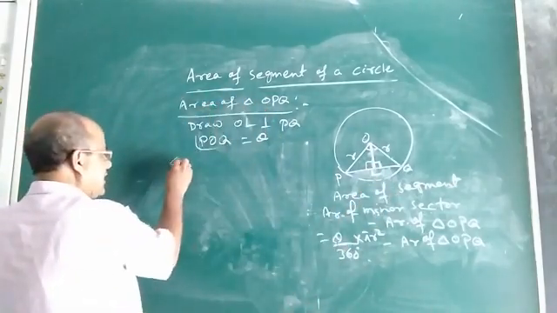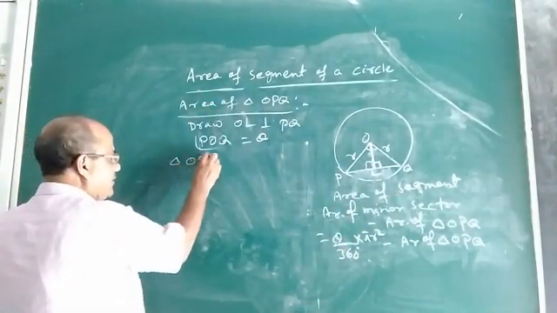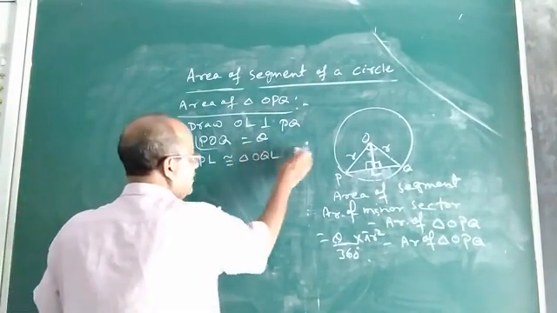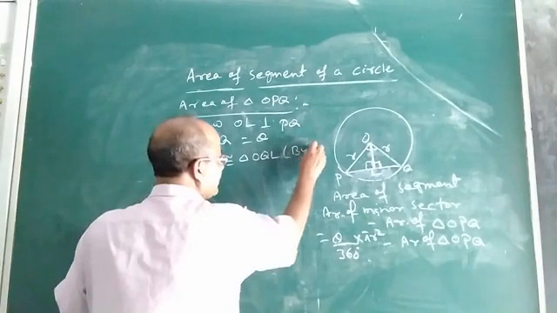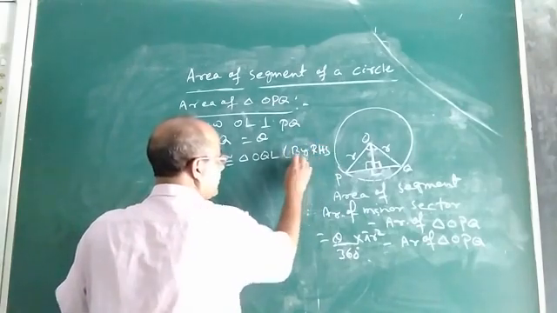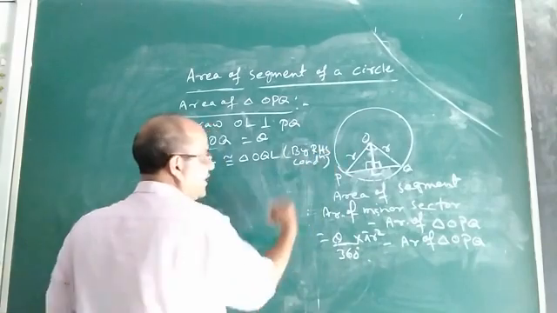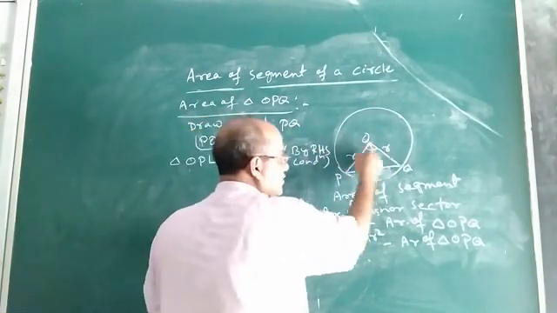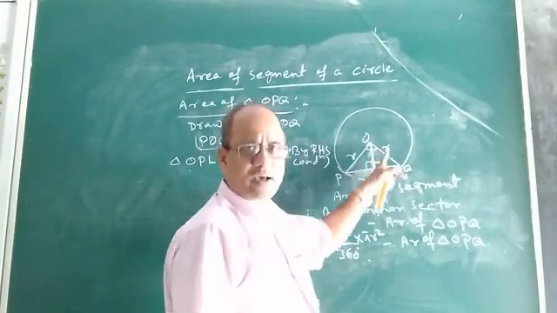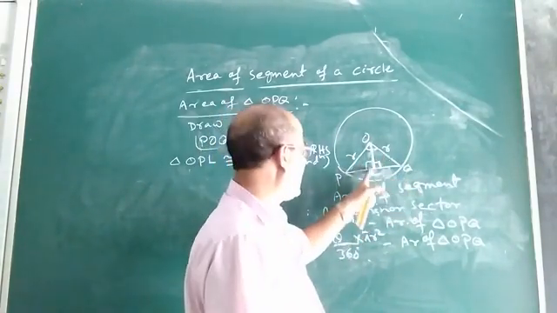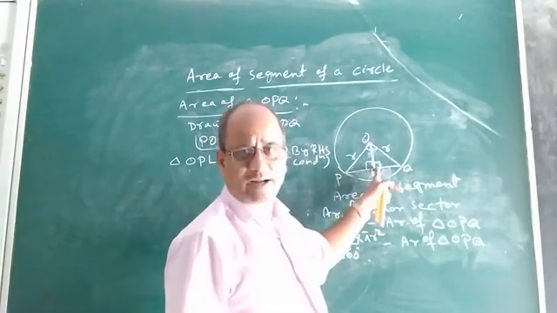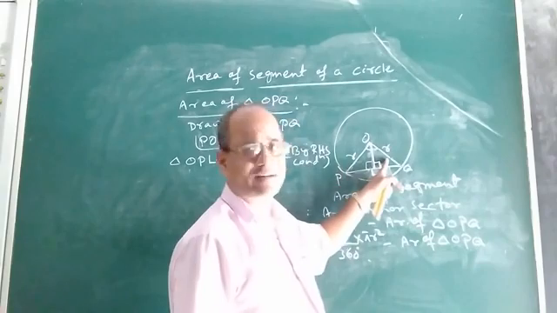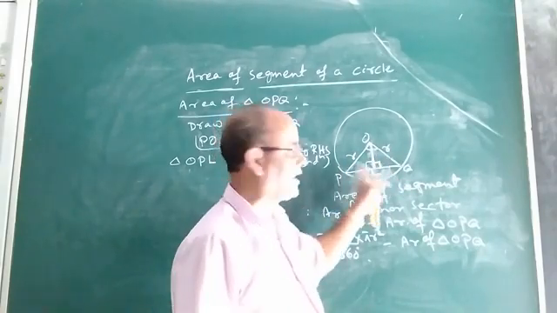Therefore, you can write directly, triangle OPL is congruent to triangle OQL by the RHS condition: right angle, hypotenuse, side. The two right angles are the same, the two radii OP and OQ are the hypotenuses, of the same length r, and OL is the common side. So by the right angle hypotenuse side congruence condition, triangle OPL and triangle OQL are congruent.